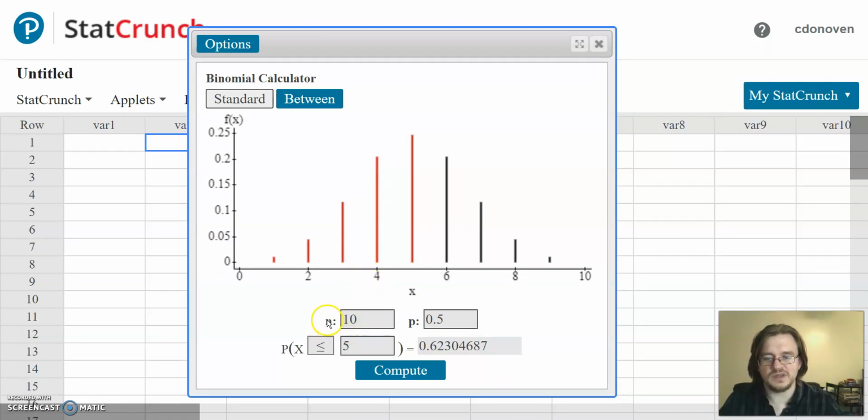Here we tell it what n is, which is the number of trials in our binomial distribution. We tell it p, which is the probability of a success in any one trial, and then we tell it exactly which probability we want to calculate.